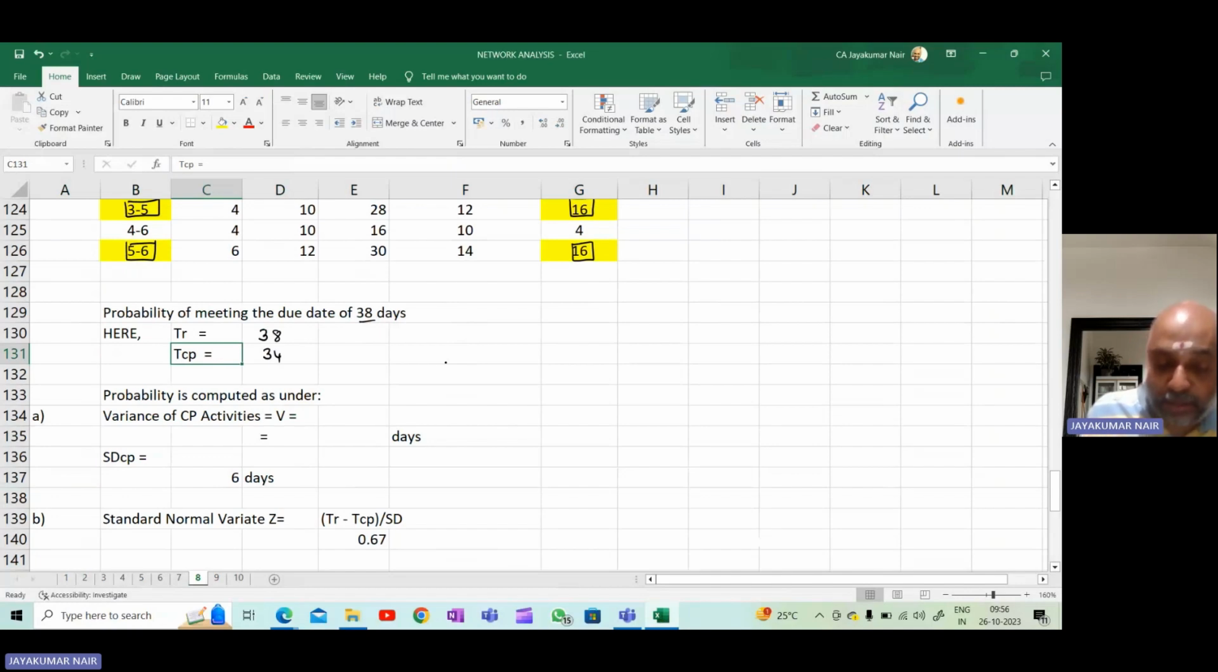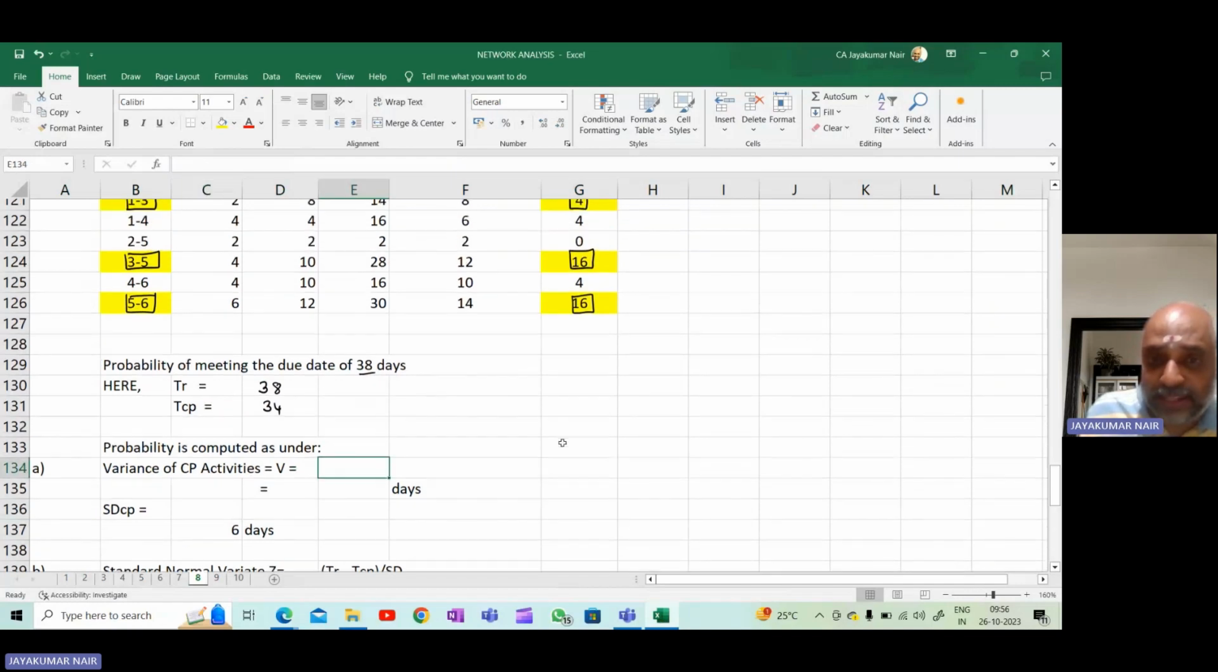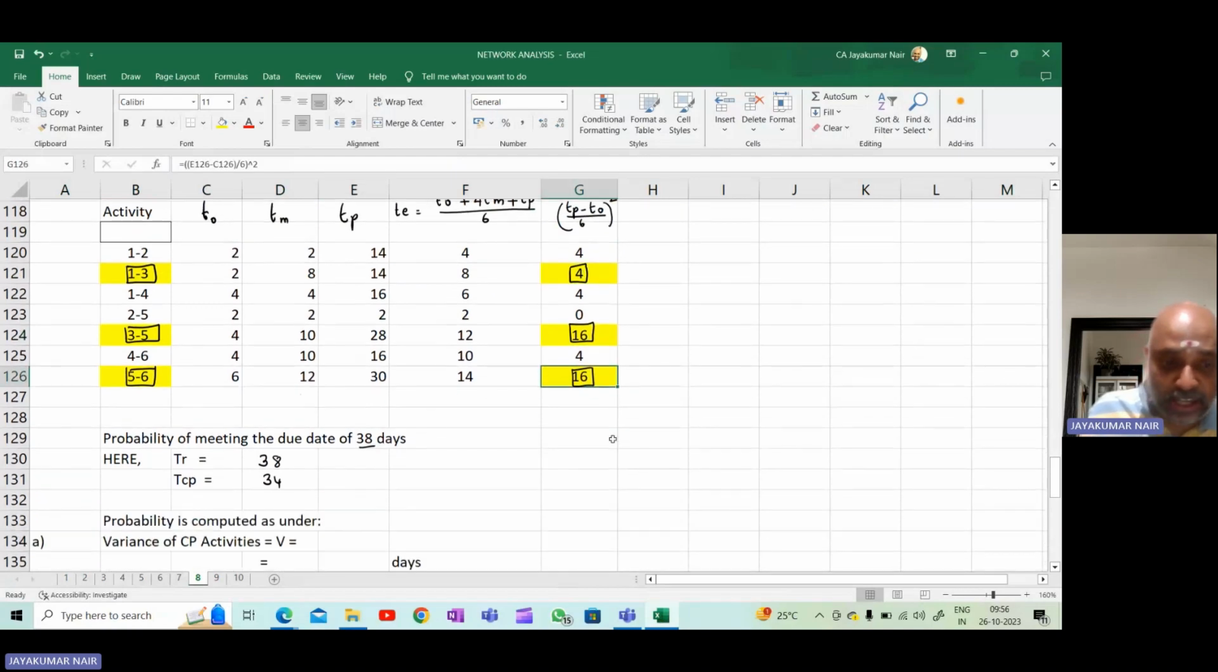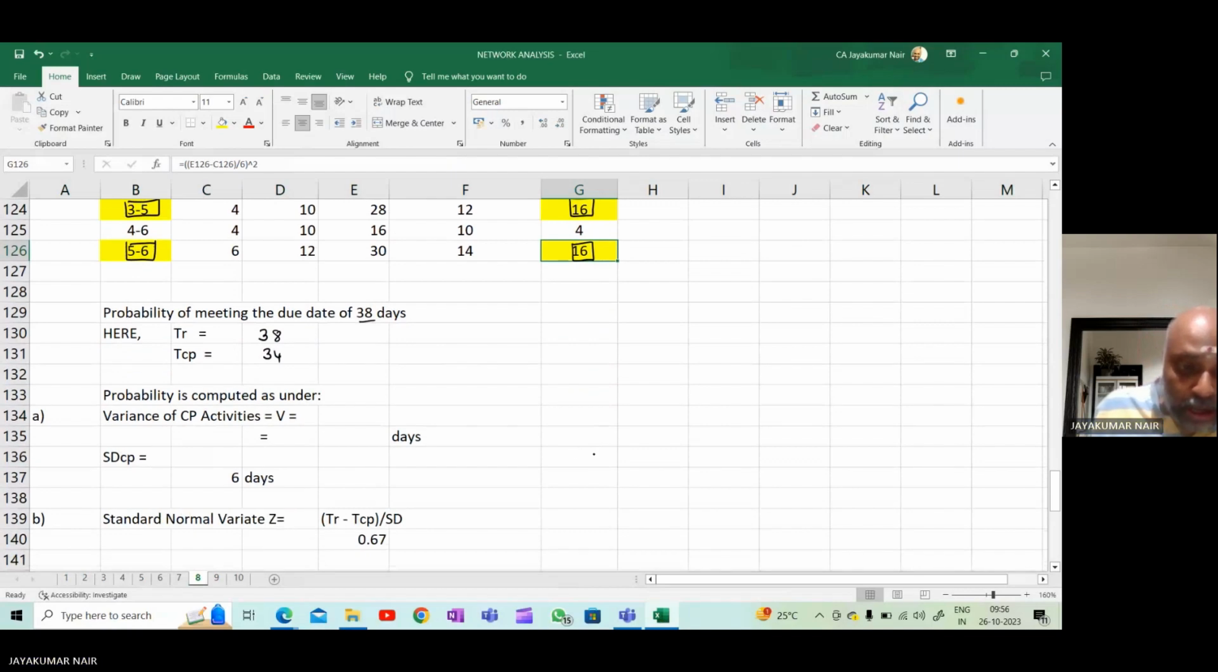How do you calculate the probability? First, you have to find out the variance of the critical activities. You have already computed the critical activity variances. The variance is 4 plus 16 plus 16. So I'll write here, variance of the critical activity is 4 plus 16 plus 16, so you get 36 days. Variance of the critical activity is 36 days.